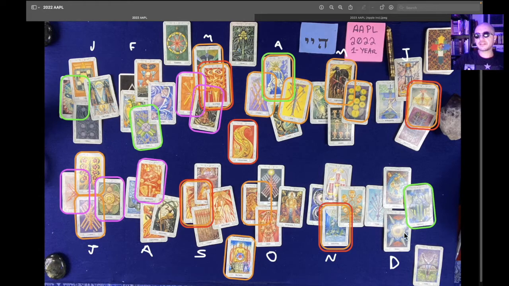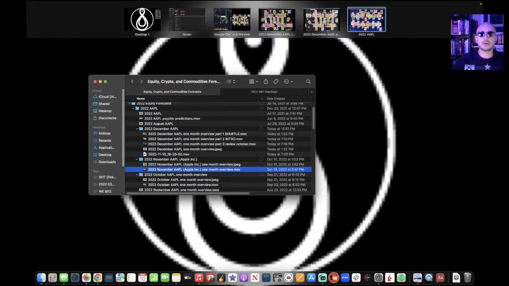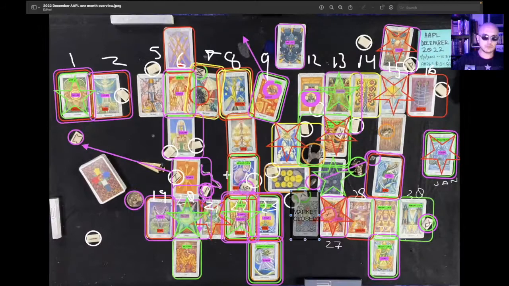Oh, and look at that. That success card is near the low. That's important. See, we've got that success card there. Interesting.